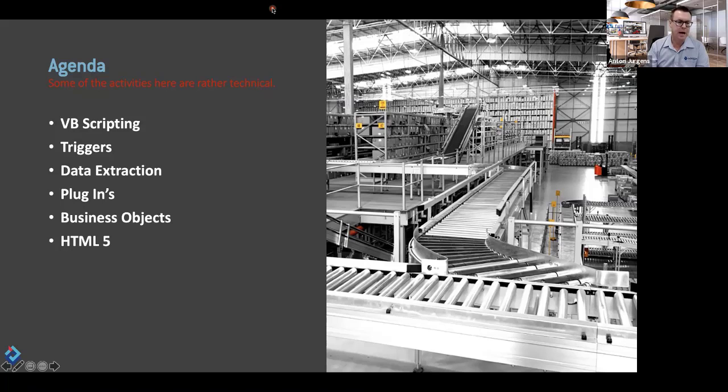We're going to cover the various aspects of the customization tools. These tools form a grouping called Selective Architecture. So that's what we call it, Selective Architecture. And it covers VB scripting, triggers, data extraction, plugins, business objects, and HTML5. And we'll cover each of those in the session.